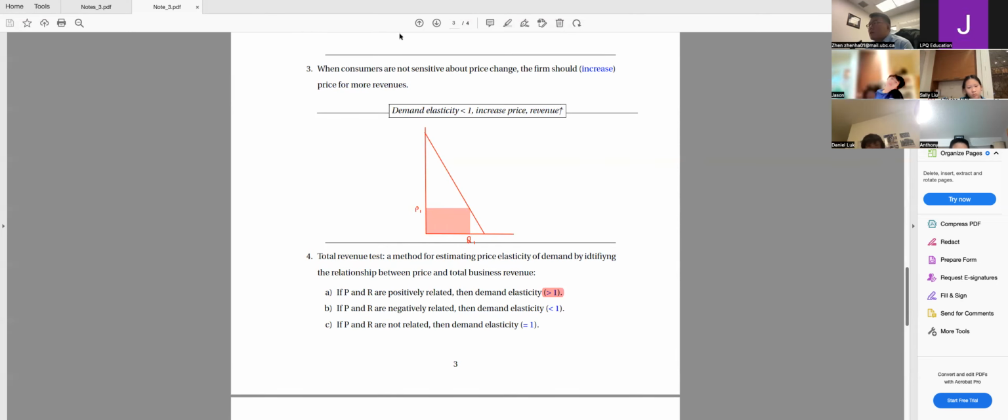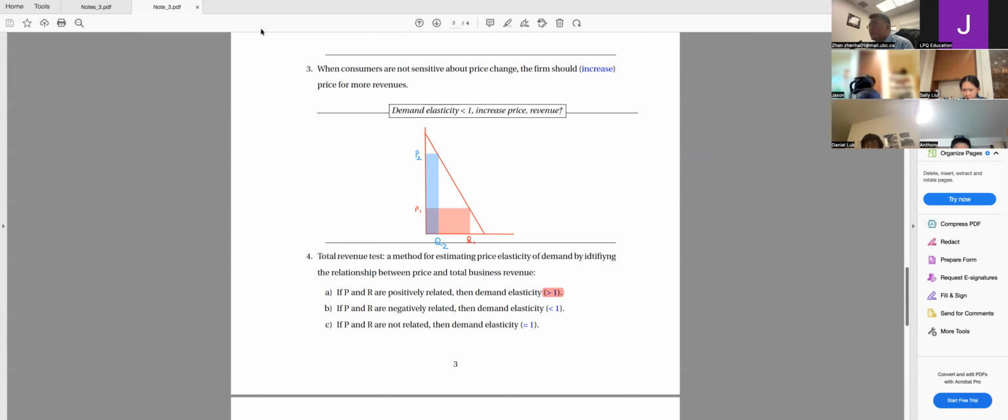So how about we increase the price? How about we increase the price to here? This is called P2, and this is called Q2. Hopefully you can tell the blue area should be greater than the red area. The blue area should be greater than the red area.